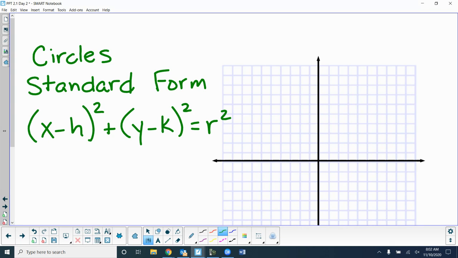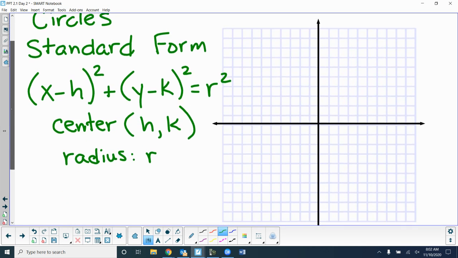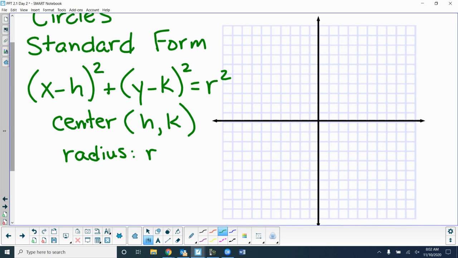The center of our circle is the point (h, k). And what's the radius? What do you think they use? R, yeah. So that's what it'll look like when you see an equation for a circle.